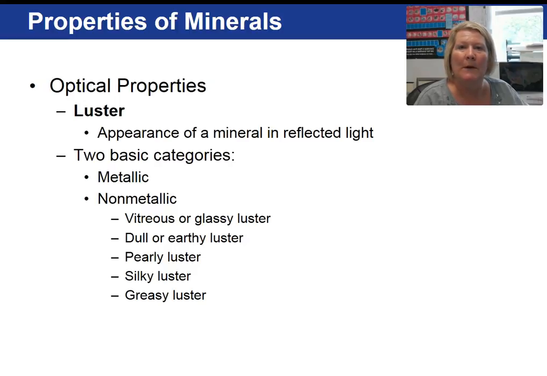An optical property that is used is the luster of a mineral, and that is simply how light is reflected from the mineral surface. And we can categorize our lusters as either metallic or non-metallic. If a mineral exhibits a metallic luster, it needs to be a true metal color, gold, silver, copper, for example. If the mineral is simply shiny but not a true metal color, then we consider it non-metallic. So don't get those confused. And under non-metallic lusters, we can subcategorize as vitreous, which just means glassy, dull or earthy, pearly, silky, and greasy.